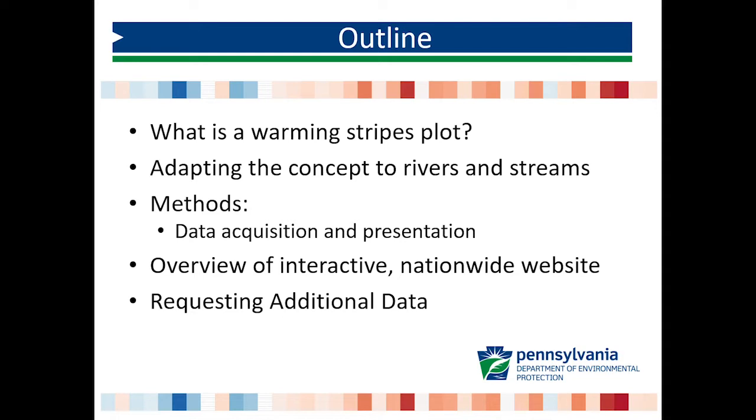I'm going to talk specifically about the methods I use to acquire the data and present the data that I've been able to acquire, and then I'm going to give a short overview of an interactive website showing a nationwide data set that uses aquatic warming stripes to portray the data. And then I'm going to make a request for additional data. We have some holes in the data set, and if we could fill those holes in specifically for local watersheds, I think that would be beneficial.